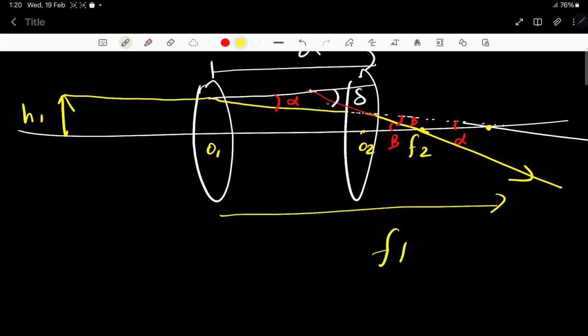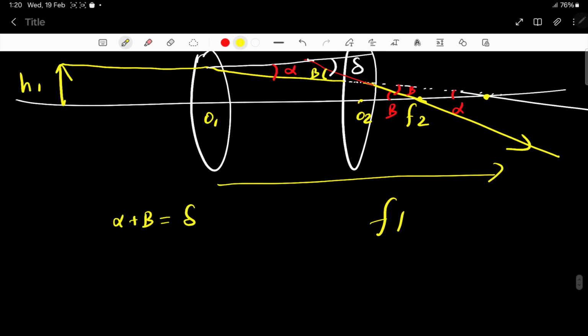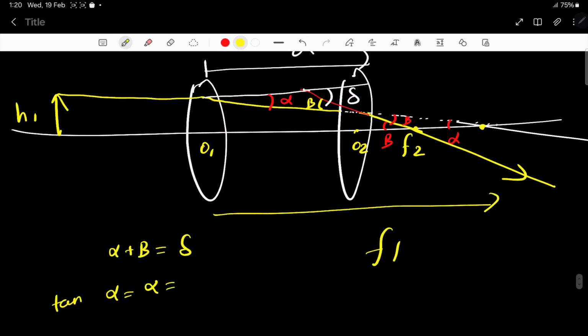So I can tell that if this angle is beta, this angle is also beta, because alternate angles are equal. Consider this triangle. The interior angles of the triangle are alpha and beta, and the sum of these two should be equal to the third, exterior angle. I can write alpha or tan alpha as identical because the angles are so small. Tan alpha is equal to alpha itself.